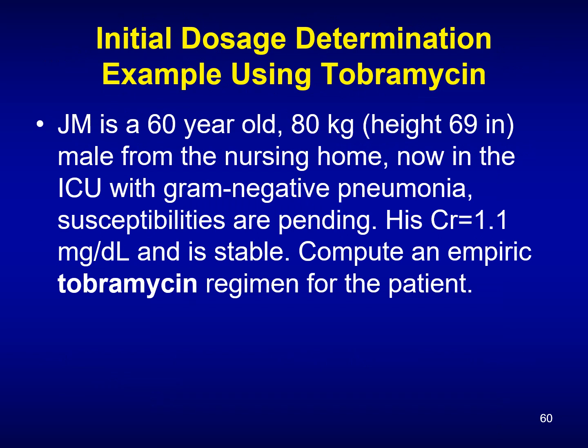Now we're going to go through some dosing examples so we can illustrate everything we've just talked about. This is an example using tobramycin, so therefore it has to be to target trough dosing, Cminimum dosing, and not AUC dosing. JM is a 60-year-old, 80-kilo, height 69-inch male from a nursing home, now in ICU with gram-negative pneumonia. Susceptibilities are pending, so we don't have an MIC. His creatinine is 1.1 and is stable. Come up with an empiric tobramycin regimen for this patient.